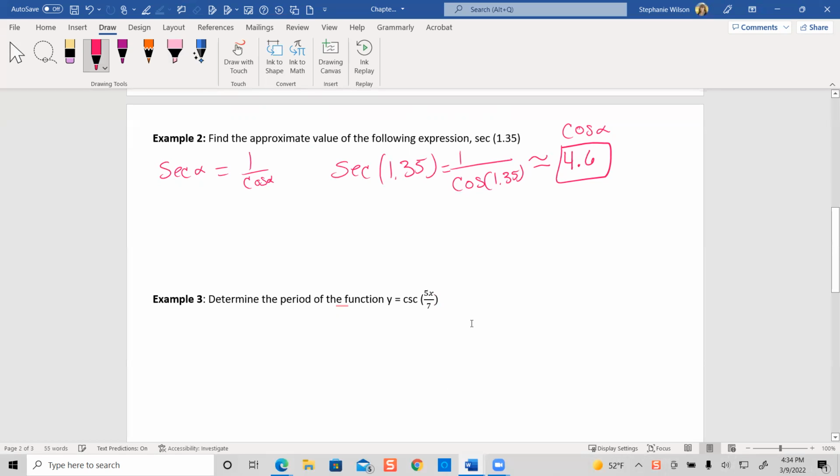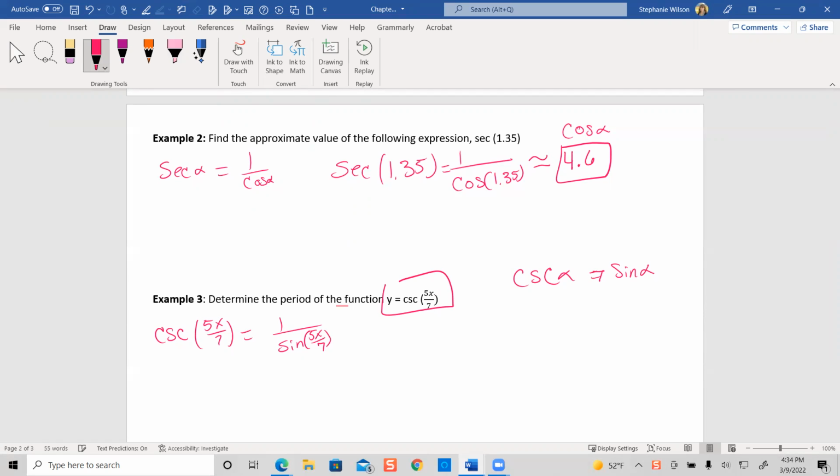So now let's look at number 3. Number 3 says determine the period of the function. So we're given this function right here: y equals cosecant of 5x over 7. So what do we know? Cosecant is the reciprocal of sine. So let's just write it. We have cosecant of 5x sevenths is equal to 1 over sine of 5x sevenths.